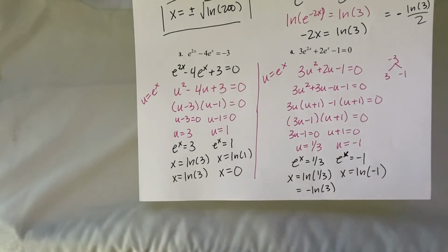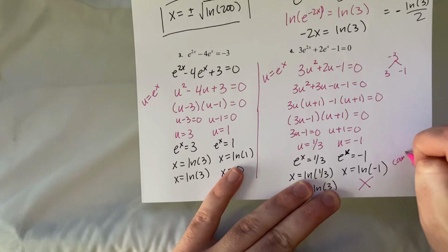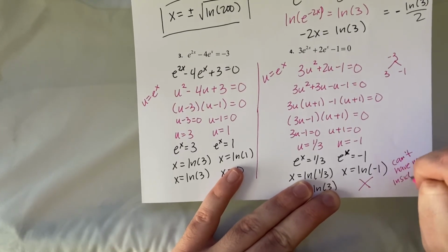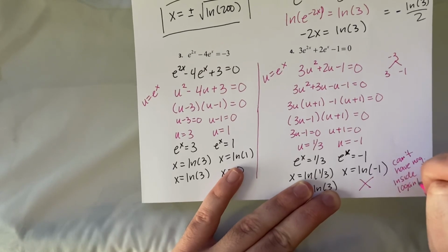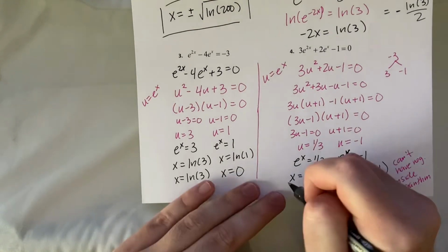Now, what do we know about the ln of negative 1? We just put a negative inside of a logarithm. This is a bad answer because we can't have a negative inside a logarithm. So the only actual answer here is the one that comes from the first equation.